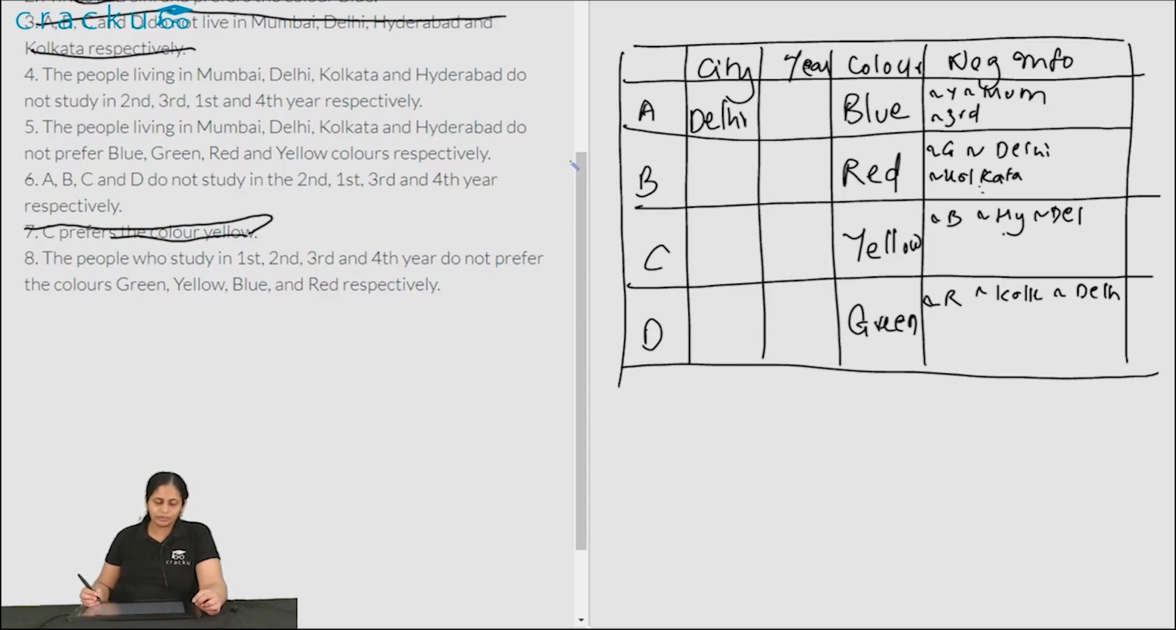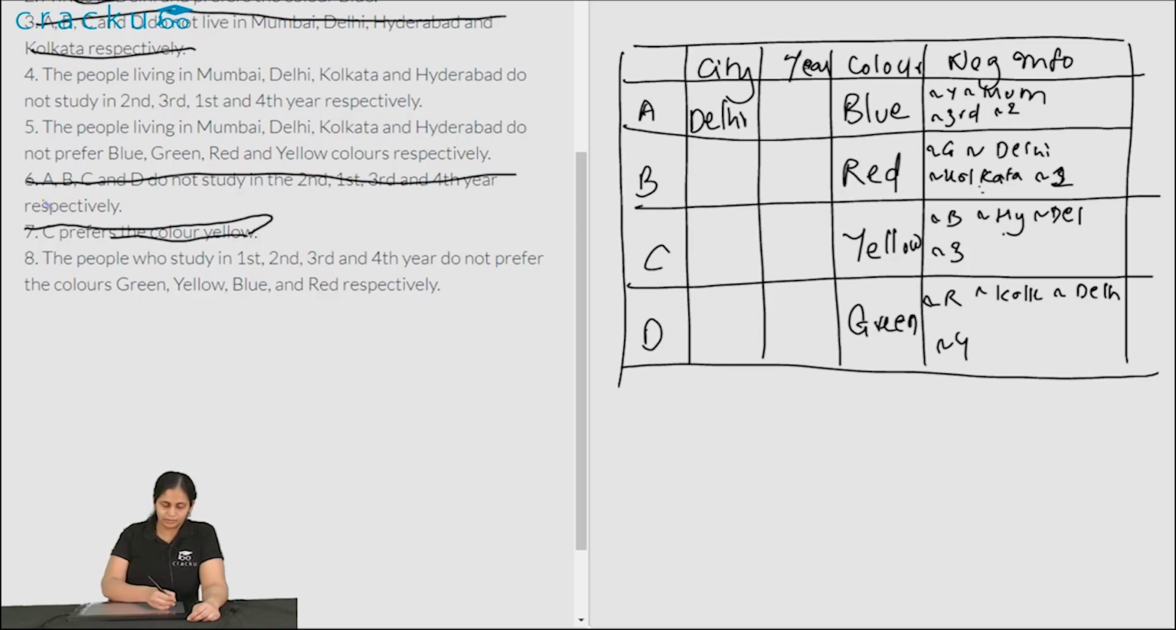A, B, C and D do not study in second, first, third and fourth year respectively. So this is not second, not third, not first, not third and not fourth. Okay, so I have 2 numbers over here. If I get one more number, then I can put the name of the year in it. And so this is done.